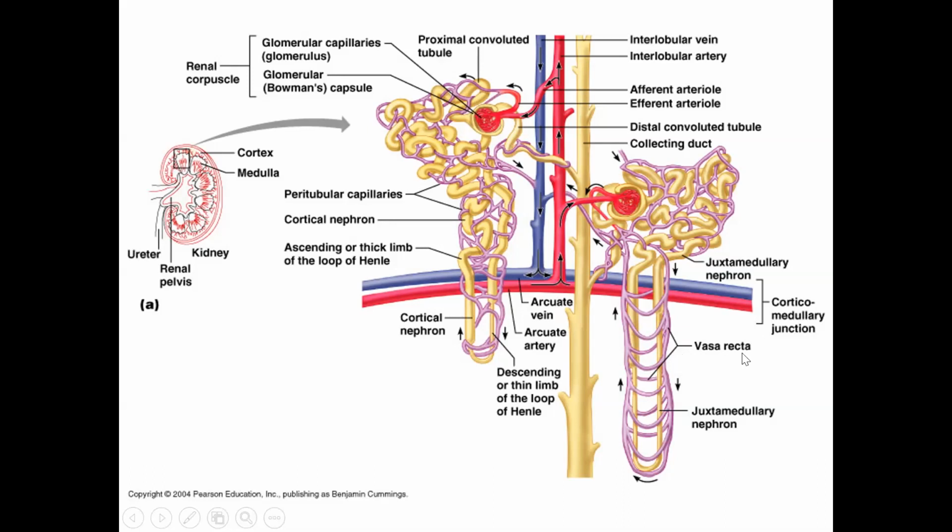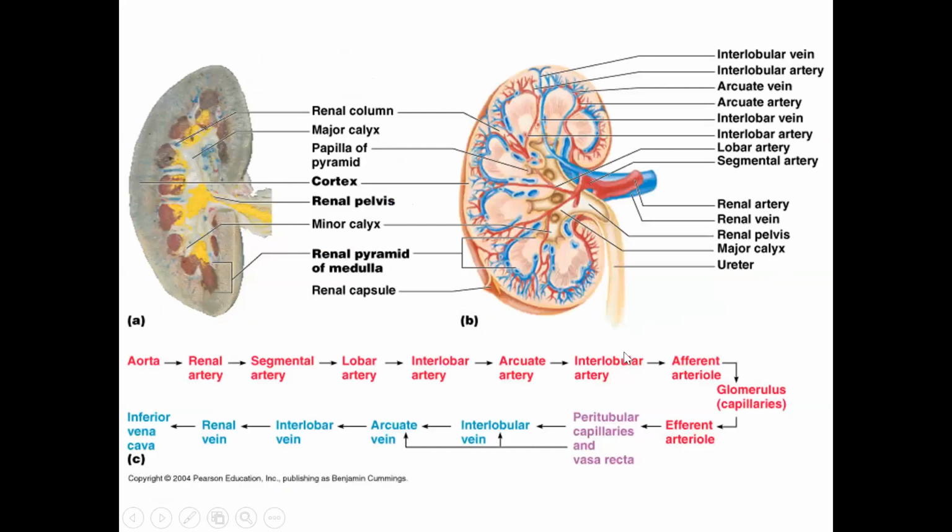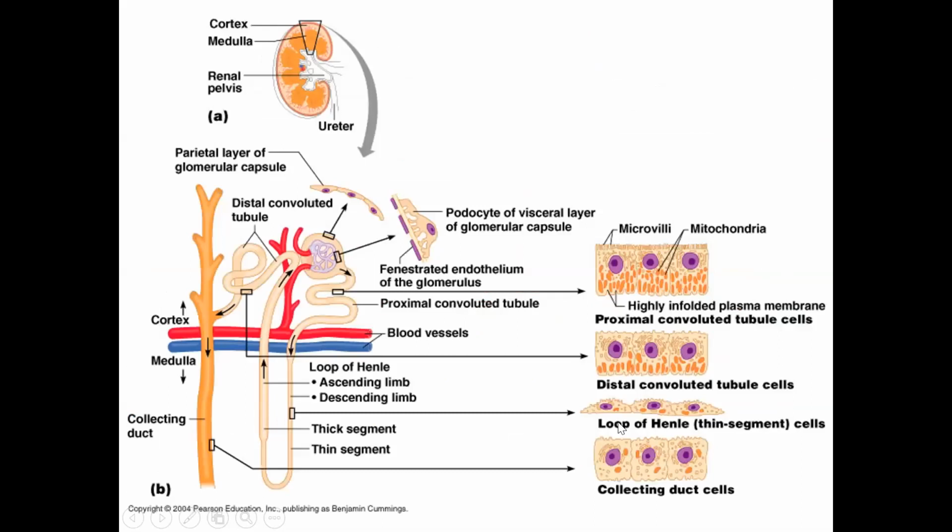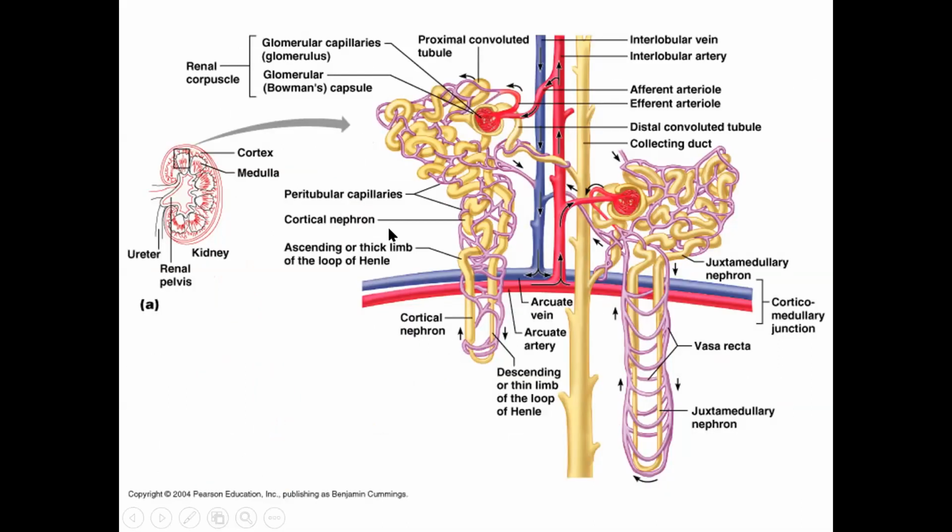So the vasa recta and these peritubular capillaries, if you remember, let me go back to this slide right here: peritubular capillaries and vasa recta. Now you know, if it's around the cortical nephron, we call it peritubular capillaries. If you have the juxtamedullary nephron, we have the peritubular capillaries and the vasa recta around the loop of Henle. Okay, so one more time.